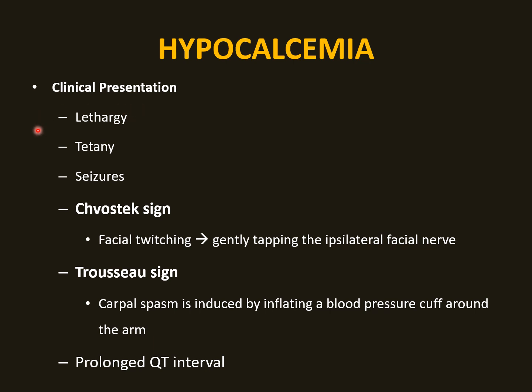Clinical presentation of hypocalcemia: lethargy, tetany, seizures. It's very important to check electrolytes for any child presenting with new onset of seizure, to make sure it is not an electrolyte disturbance before going for EEG or imaging study. Chvostek sign, which is facial twitching by gently tapping the course of the facial nerve in front of the ear. Trousseau sign can be elicited by inflating the blood pressure cuff 20 millimeters of mercury above the obliteration of the radial pulse for 3 to 5 minutes. This can cause carpal spasm. Also, prolonged QT interval is one of the manifestations of hypocalcemia, so ECG or EKG is important.